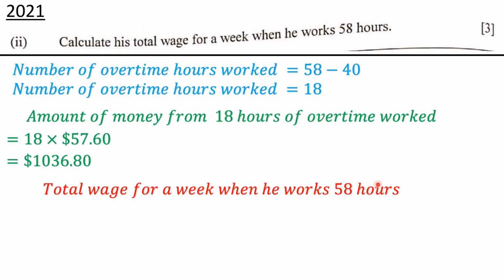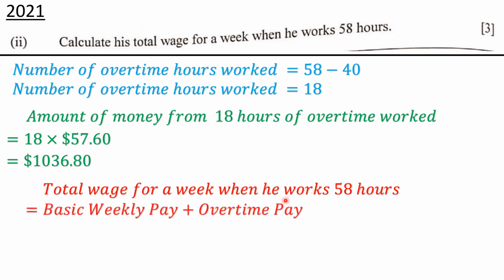Now, the total wage is going to be how much he gets for his basic weekly pay plus the overtime pay. So it's going to be 1,536, because that's the basic weekly pay, plus the overtime pay, which is $1,036.80. And then we add it. The answer is $2,572.80. That's the answer there. That's the total pay or the total wage for the week.